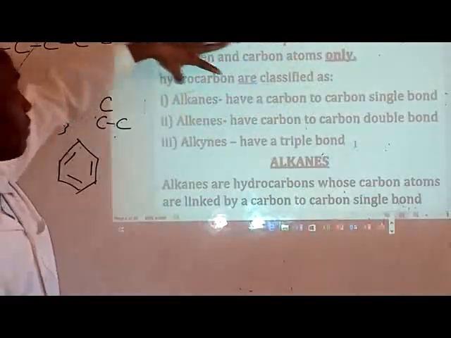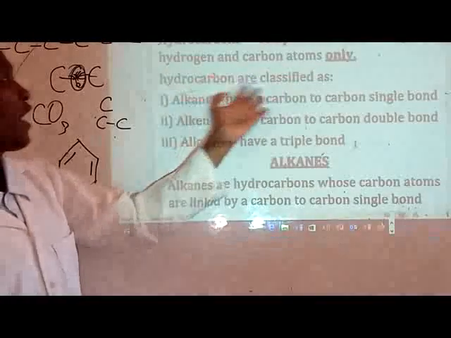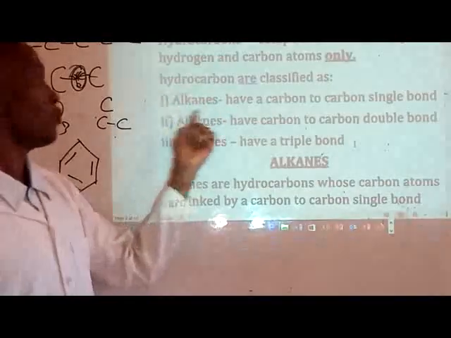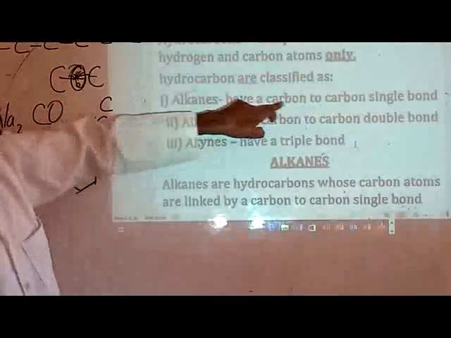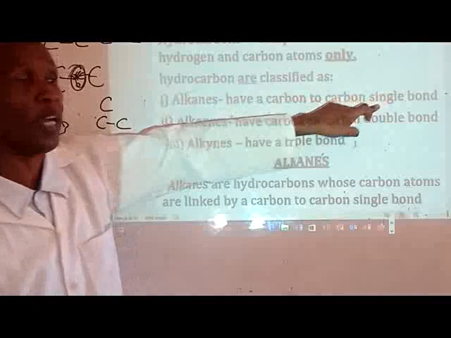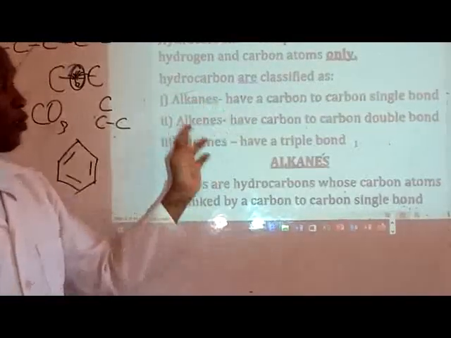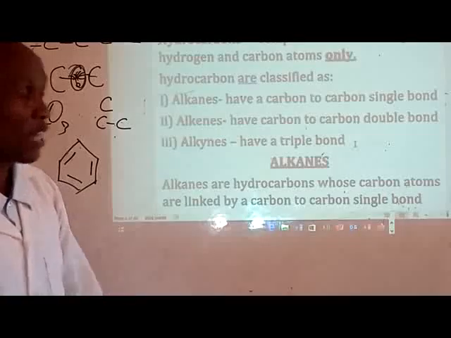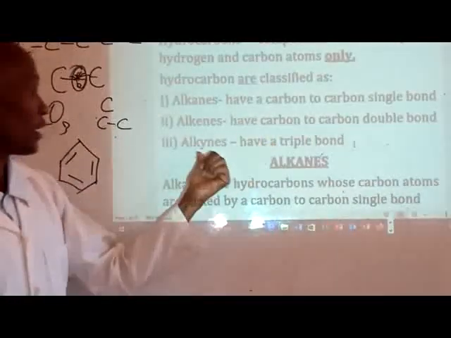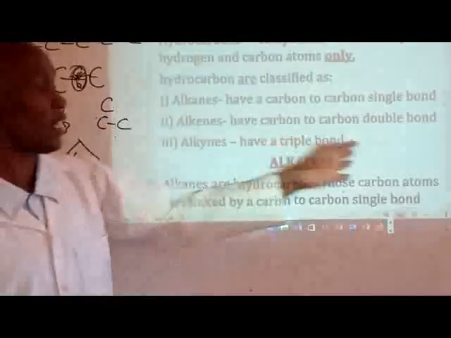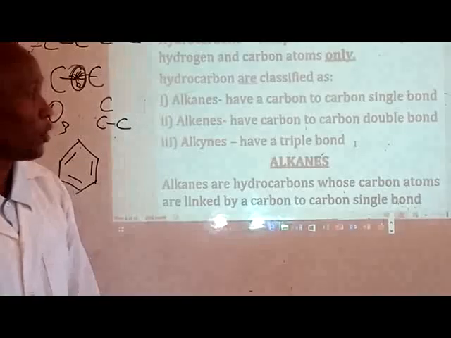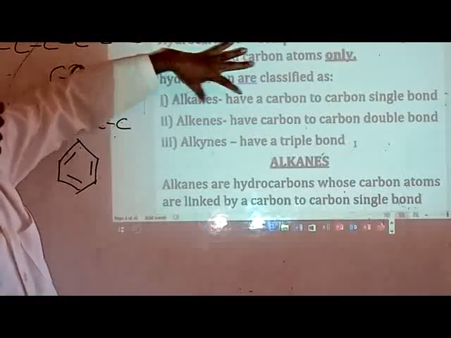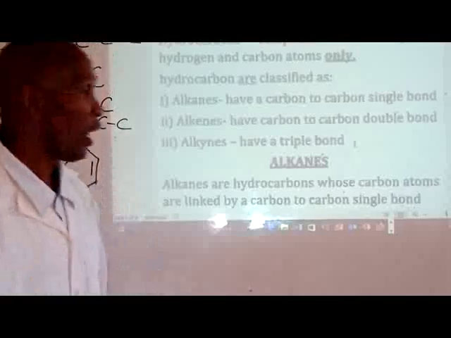So hydrocarbons can be classified into 3, and the classifications are, as we shall discover, called homologous series. We will have hydrocarbons that we call alkanes. What are alkanes? Hydrocarbons that have a carbon-to-carbon single bond. Now, when the hydrocarbon has a carbon-to-carbon double bond, at least one, not necessarily all of them being double bonds, then it is called an alkene. Then we have others called alkynes that have a carbon-to-carbon triple bond. So all these are hydrocarbons, but they are 3 series depending on the bond between the carbon atoms.